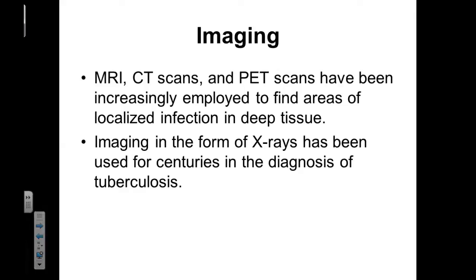We're also now employing medical imaging to help us make more accurate diagnoses and treatments of diseases. MRIs, CT scans, and PET scans are increasingly being employed to find the location of infection in deep tissues that are normally not accessible without exploratory surgery. For centuries now, since the 1800s, we've been using X-rays to help diagnose the presence of a tuberculosis infection in the lungs. A chest X-ray to determine tuberculosis of the lungs is one of the standard techniques that's still employed today.